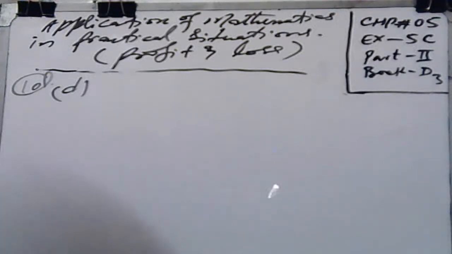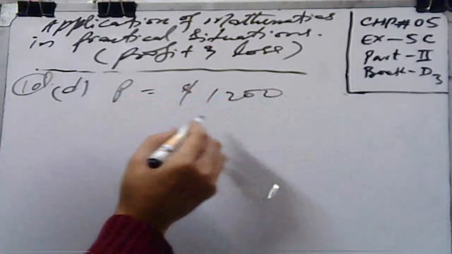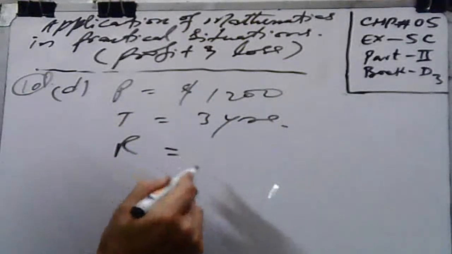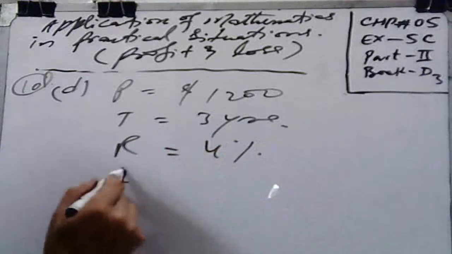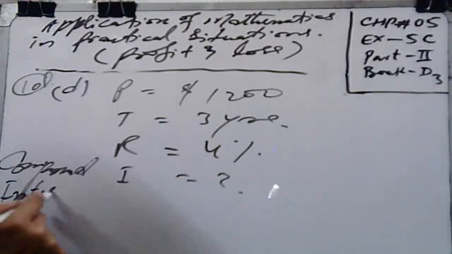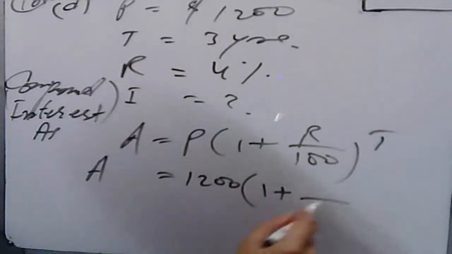The principal amount is $1,200, the time period is 3 years, and the rate of interest is 4%, and once again we need compound interest. As we have a formula for compound interest, principal amount times (1 plus R by 100) to the power T. Putting in the values, the principal amount is 1,200, R is 4%, and the time period is 3.